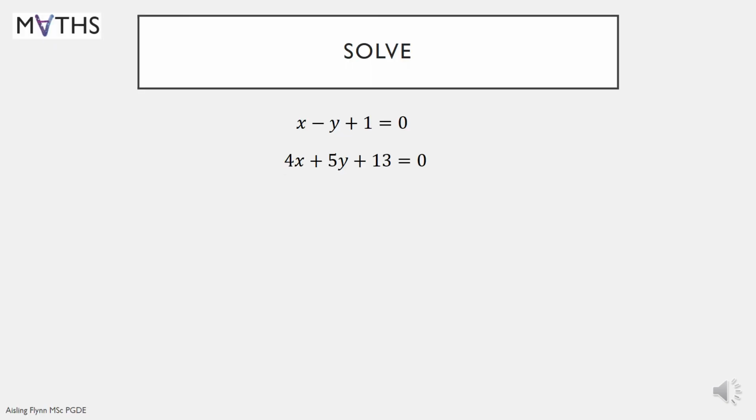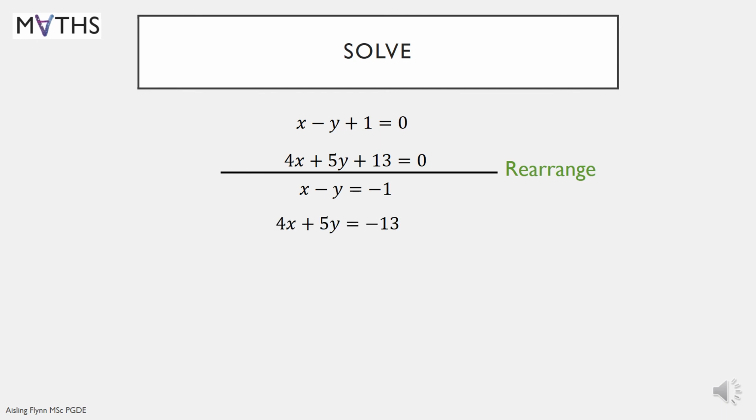One more example. Now this one looks very different. If you notice, everything is on the left equals to 0. So to use our elimination method, we're going to rearrange first. We're going to have x's, then y's, then equals, and then numbers. So I'm going to move the numbers to the right-hand side. So you can see x minus y plus 1 equals 0 becomes x minus y equals -1 when you take 1 from both sides. And the plus 13 on the second one now appears as -13 on the right-hand side.